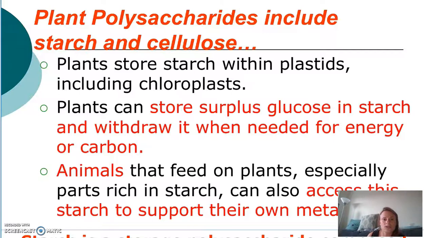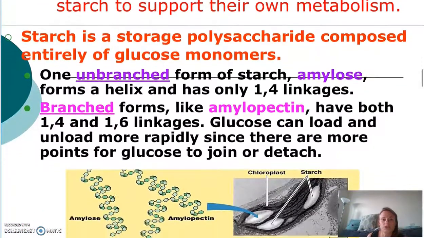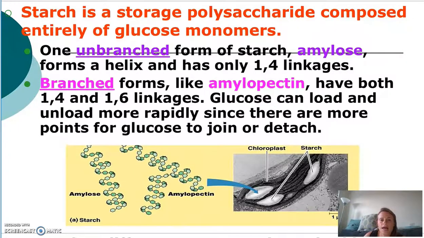There are two forms of starch. You have an unbranched form called amylose and a branched form called amylopectin. So these are both types of starches, and they are both entirely composed of glucose monomers.